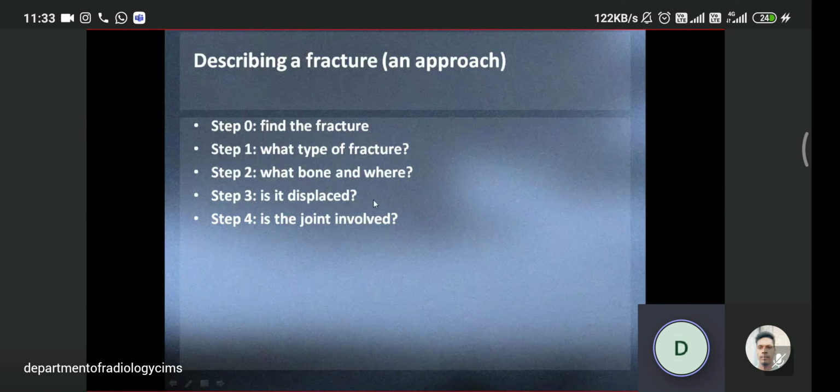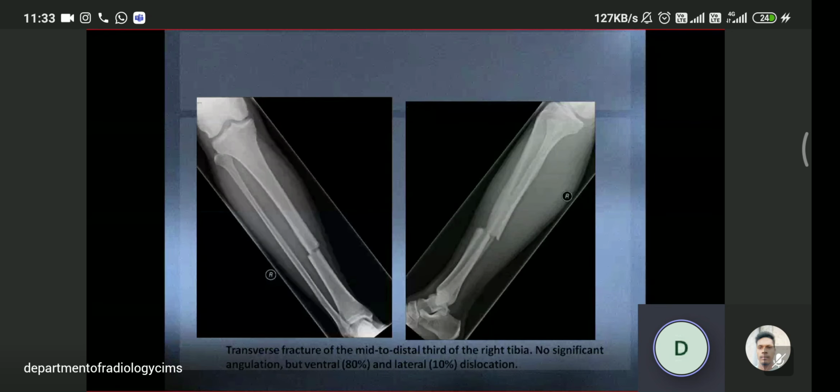It means ulna, radius, second metatarsal, skull, frontal, where is it? Then is it displaced, and is the joint involved? When the joint is involved, you have to write with accompanied joint involvement, with accompanied hemarthrosis. Is there another fracture? Write another fracture along with that fracture. So this is how to write the report.